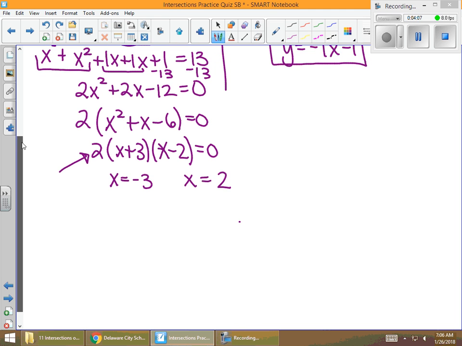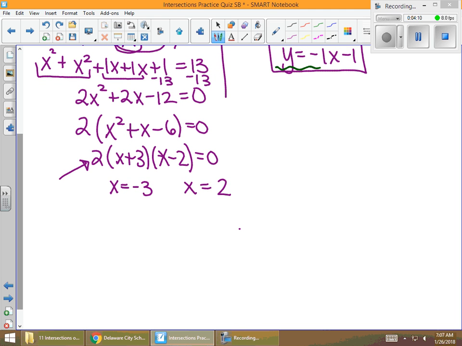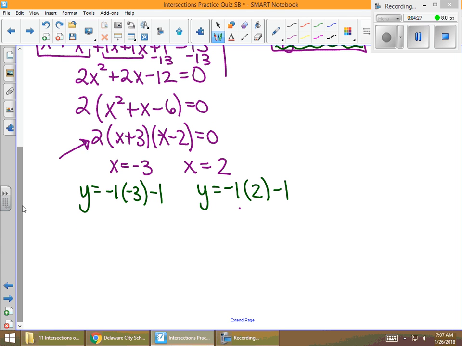So I'm going to go back to my little linear equation that's the easiest to use to plug in my x's to find my y's. So I'm going to use y equals -1 times -3 minus 1. And I'm going to do the same thing for this 2. -3 times -1 is positive 3 minus 1 is 2. -1 times 2 is -2 minus 1 is -3.